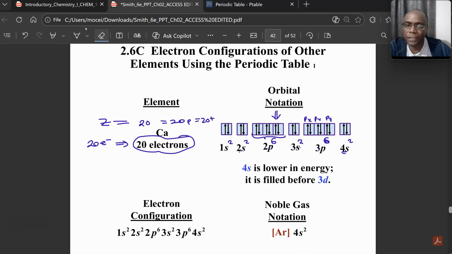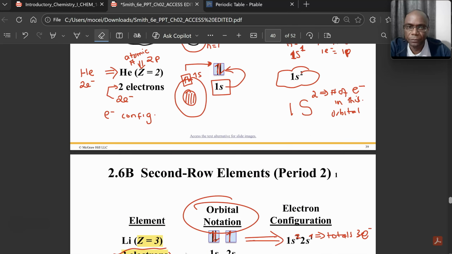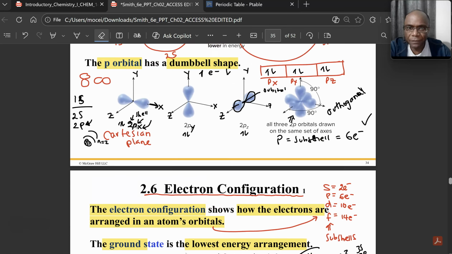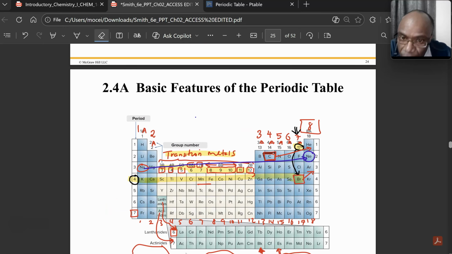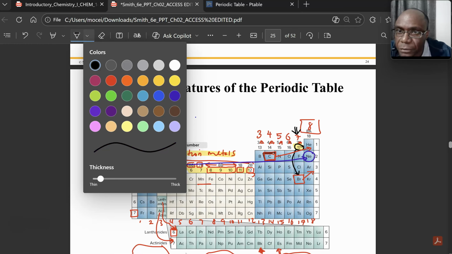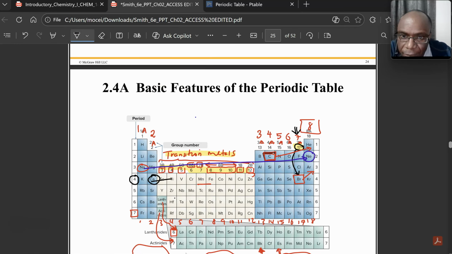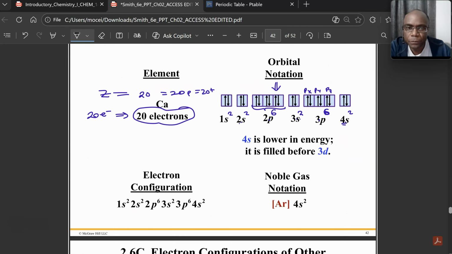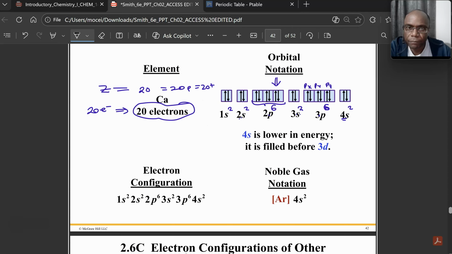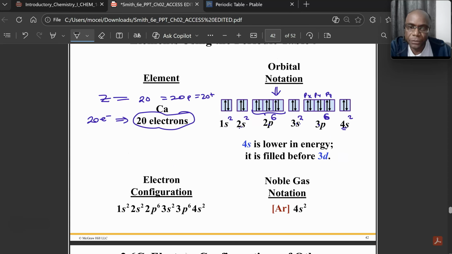Now if you want to find the noble gas electronic configuration, go to your periodic table. Which noble gas is found above calcium in the periodic table? Calcium is right here. Let me choose black. Calcium is right here. The element above it in the noble gases is argon. So we're going to use argon for our shorthand. Let's go back to our slide. Yep, so we choose argon.